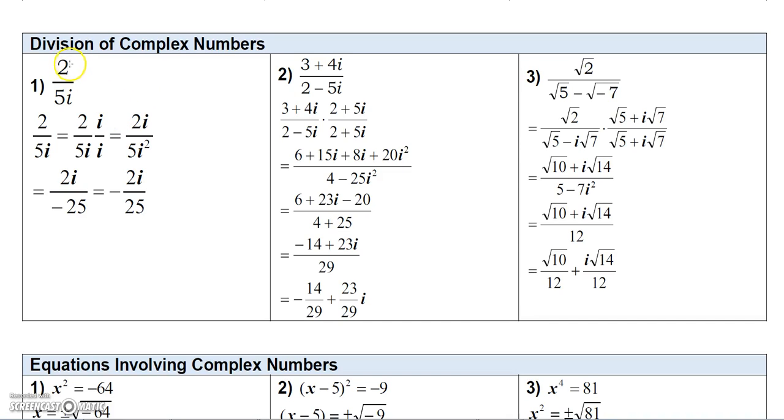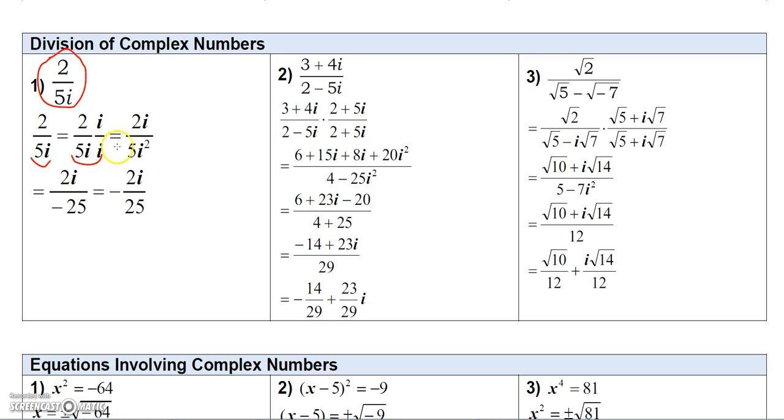So here we're going to do division of complex numbers, and let me show you what you can do. First of all, if you have just a whole number over just a pure imaginary number like this, 2 over 5i, you could use the conjugate, which is minus 5i, but really you don't have to, because if you just multiply the 5i down here by i, that will actually eliminate the complex number from the denominator.